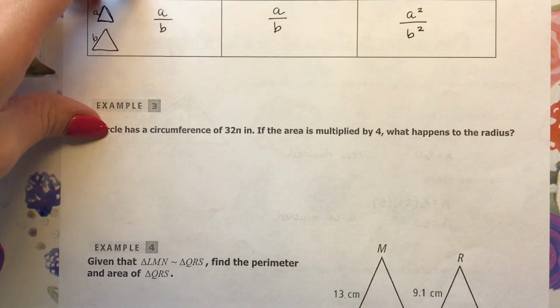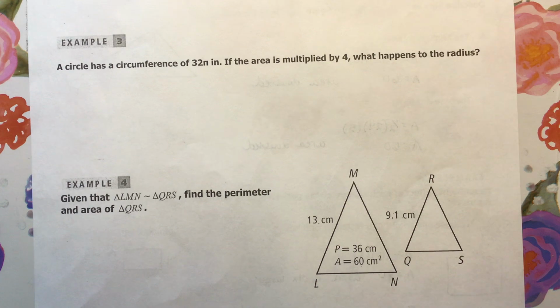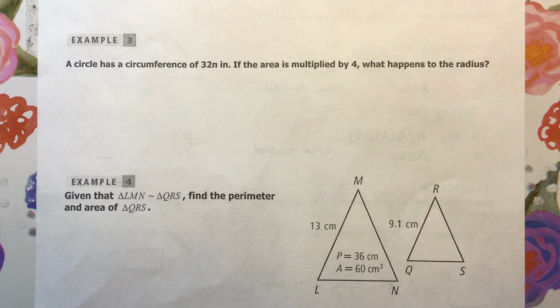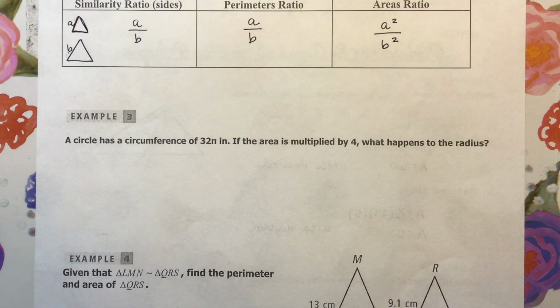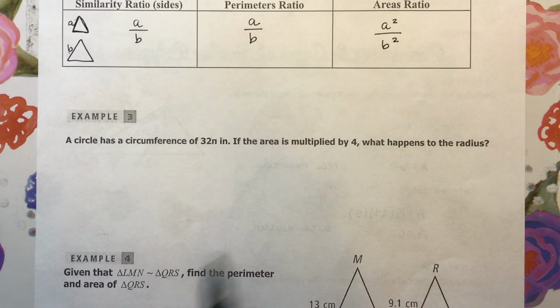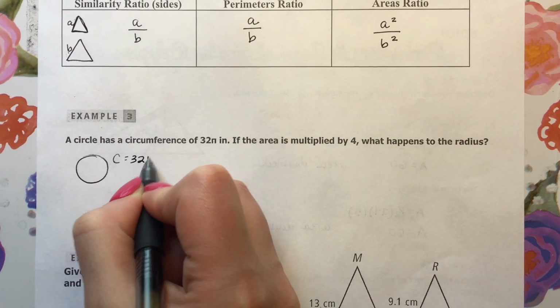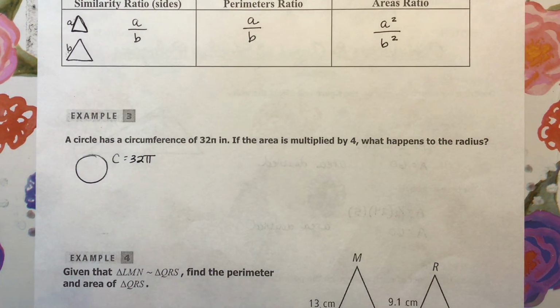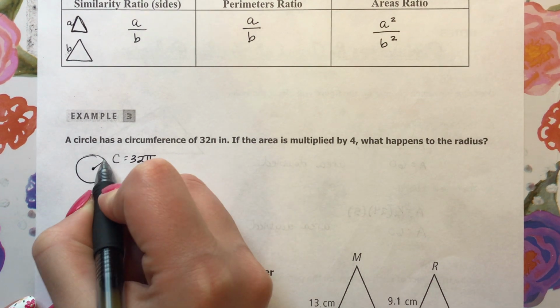So it says a circle has a circumference of 32 pi inches. If the area is multiplied by 4, what happens to the radius? Let's do this with numbers one more time so you can see this pattern up here at the top take place. So a circle has a circumference of 32 pi. So we've got our circle, and the distance all the way around is equal to 32 pi. The area is multiplied by 4. So we can easily figure out our radius by just solving for the radius right here.